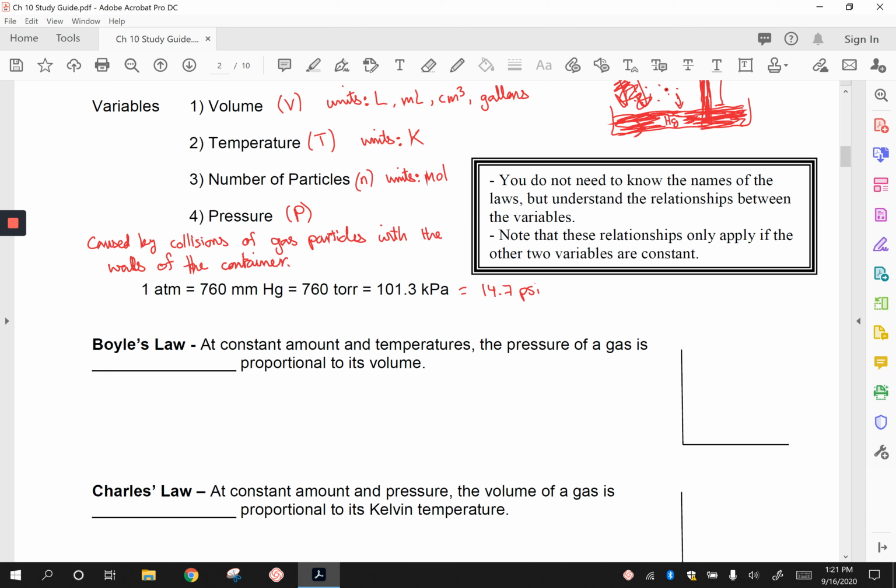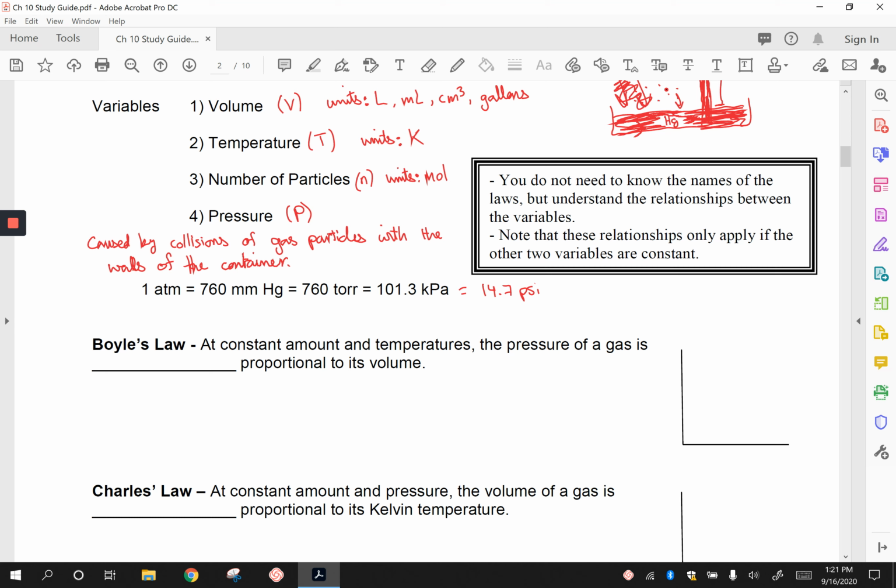I see a lot of people on the test that will tell me, oh, because temperature is higher, that means the volume is higher, and because the volume is higher, the pressure is lower. You cannot do that. You can only relate two variables at a time, because that relationship only applies if the other two are constant. So if the temperature is increasing and the volume is increasing, that means the pressure has to be held constant. If the pressure is not held constant, then that relationship between the volume and the temperature is no longer true.